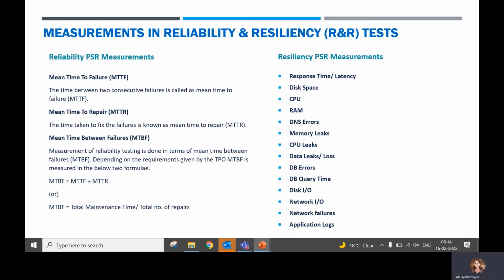So all in all, bottom line, though you see the same types of measurements and the KPIs are the same, whether it's a load test or a resiliency test, what you measure, how you measure, and your perspective of measurement is changed. Hope that's clear.